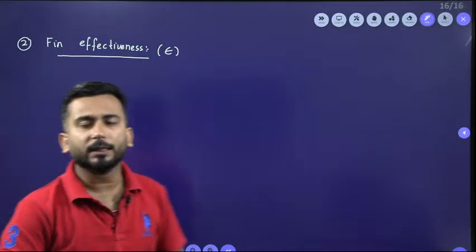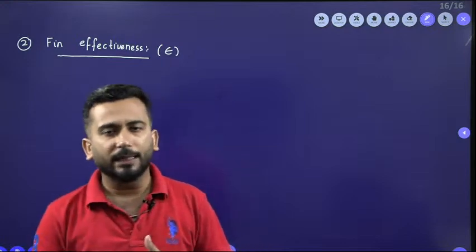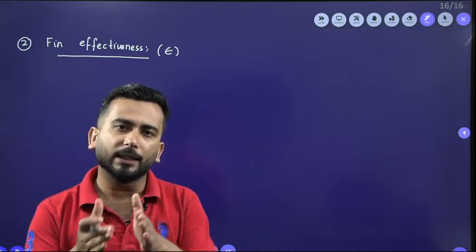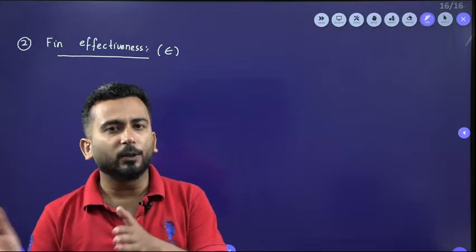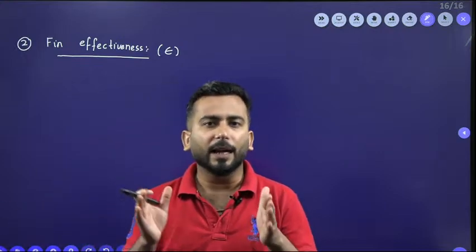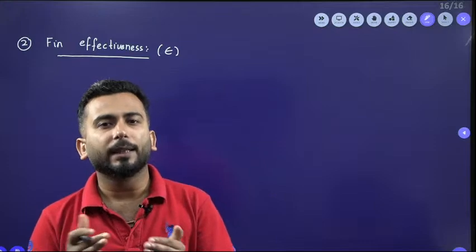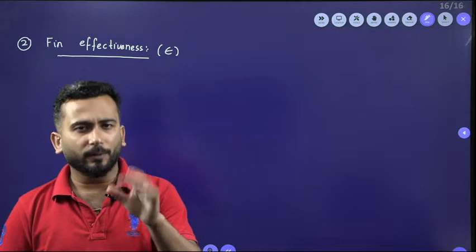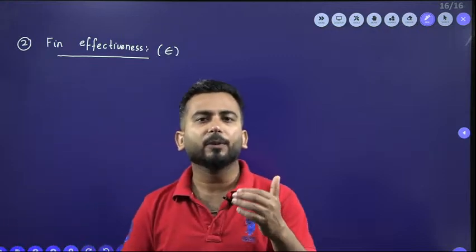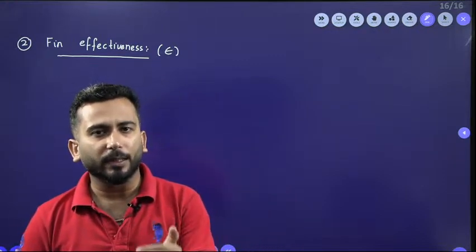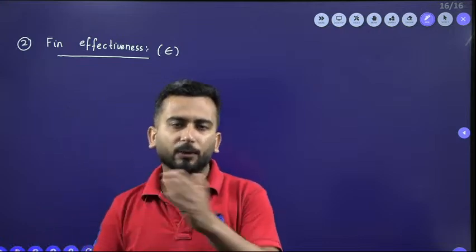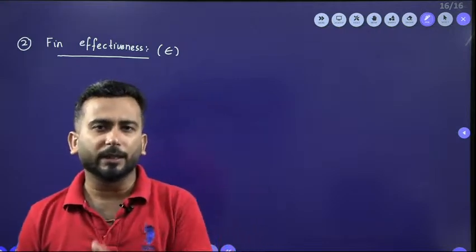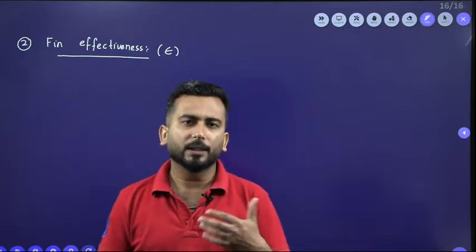Okay, please follow. So what is fin effectiveness? Now I was talking about the concept that when you don't have any fin, anyway heat is getting convected from the surface. But when you attach a fin, definitely a higher quantity of heat is getting convected. That means there is benefit from attachment of fin. Initially if 50 watt was getting convected, now after fin more than 50 will be convected, at least 60-70.